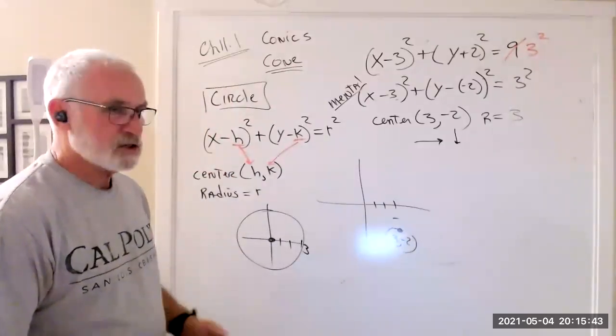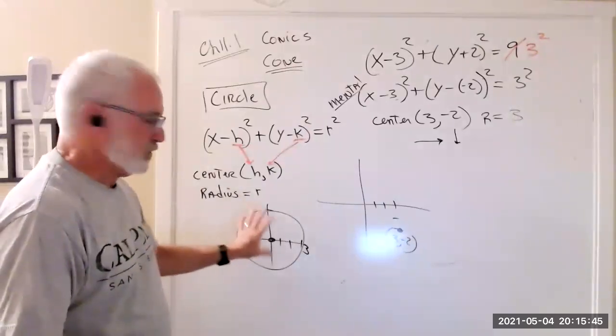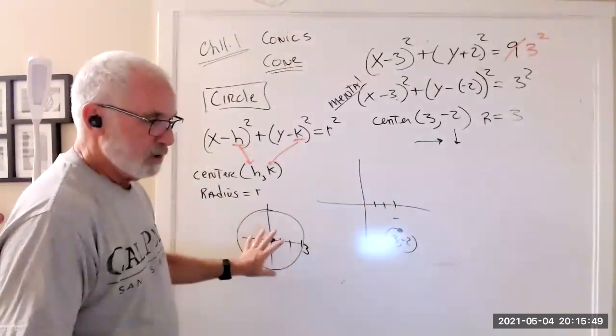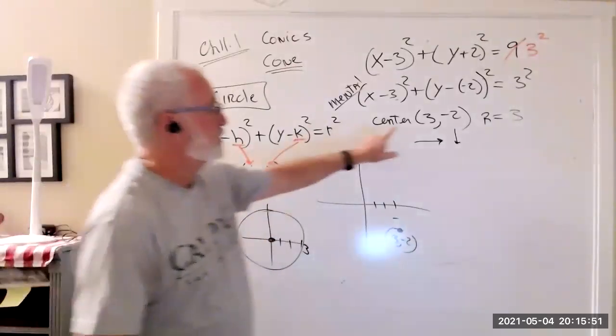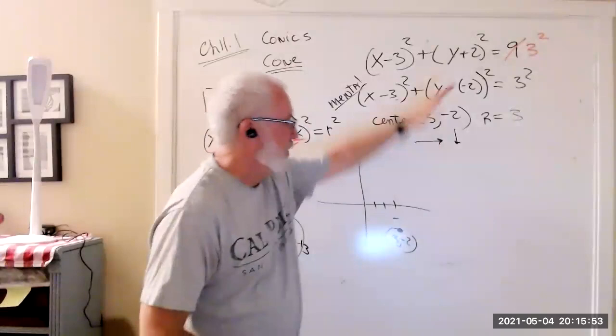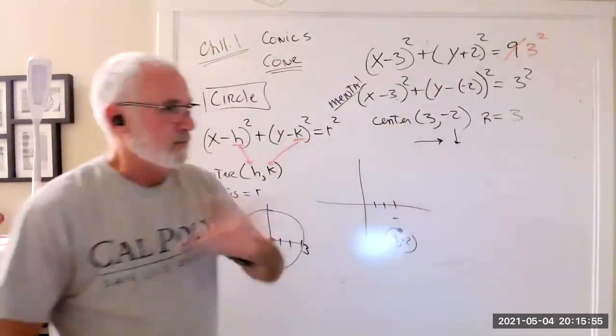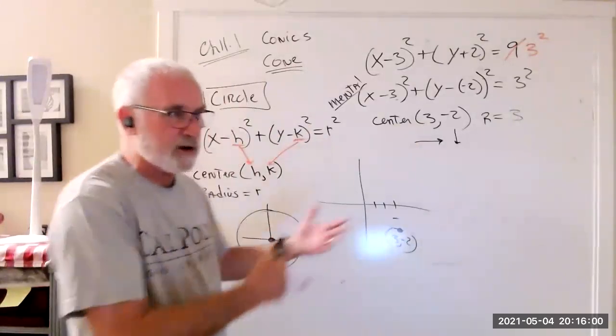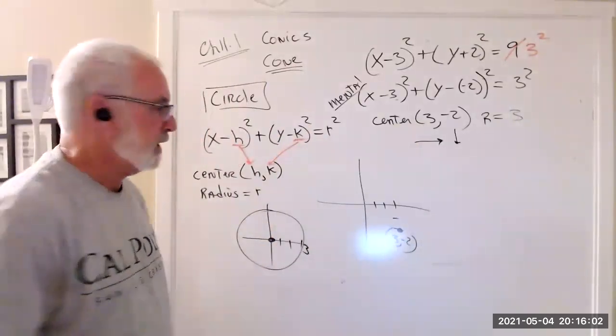Does that kind of make sense? This would be a circle at the origin, but this is the same circle moved over 3, down 2. Now, I'm trying to get you ready for what mom is going to ask you to do. She's going to say, graph these. I'll show you how.